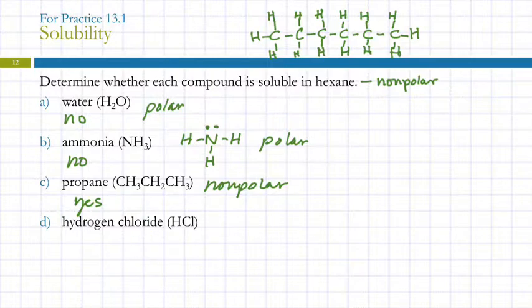And then we have hydrogen chloride. Is that polar or nonpolar? It's polar. So that's a very simple molecule. There's only one bond. That's a bond between two different elements, so you predict that it's polar.